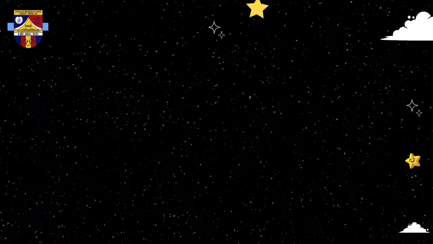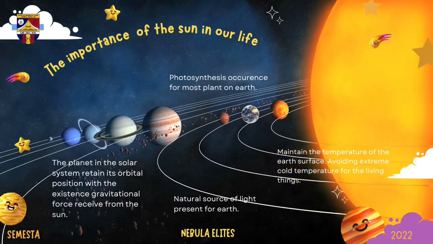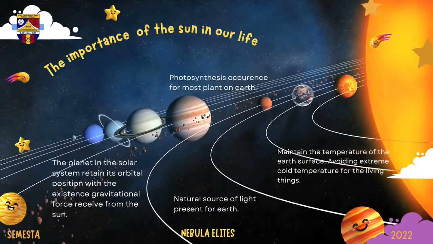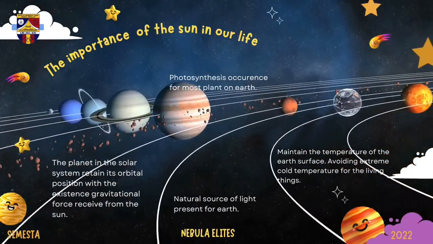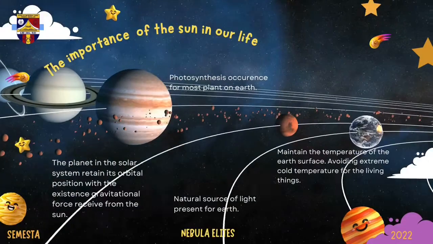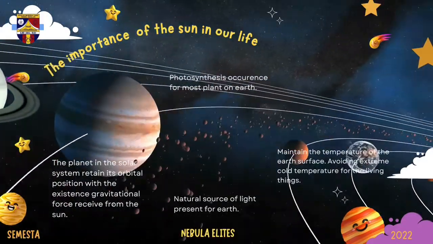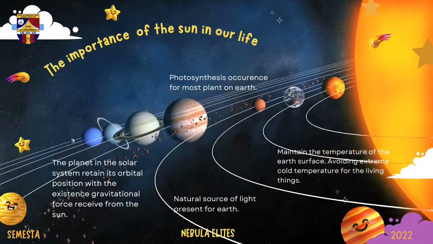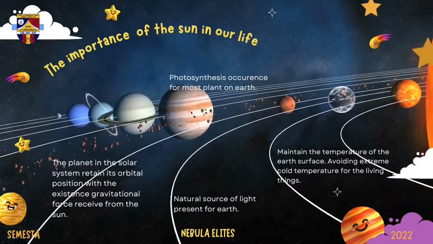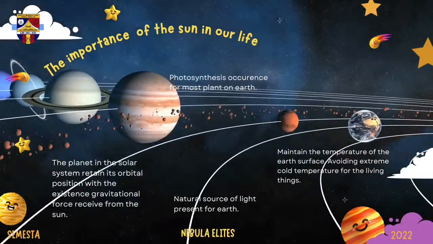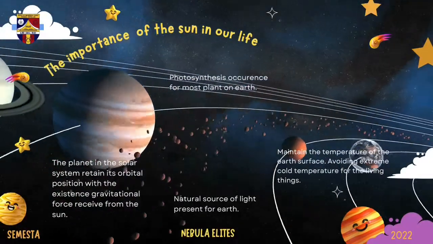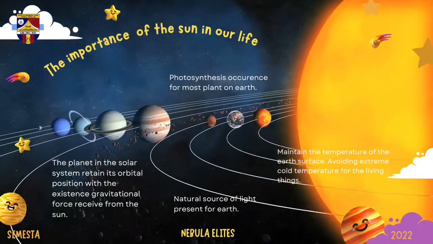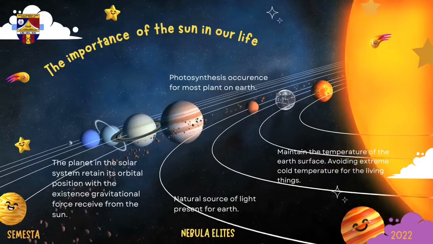The importance of the sun in our life. First, photosynthesis occurs for most plants on Earth. Second, it maintains the temperature of the Earth's surface, avoiding extreme cold temperatures for living things. Third, it is a natural source of light for Earth. And fourth, the planets in the solar system retain their orbital positions with the gravitational force received from the sun.